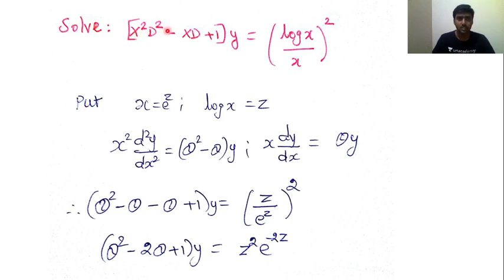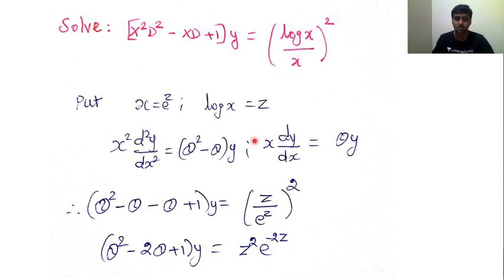here x square into d square minus x into d plus 1 into y is equal to log x divided by x the whole square. We know that x square into d square is equal to x square into d square y by dx square, that is capital D square. As per the discussion, instead of x, we have to substitute e power z. Instead of log x, we are substituting z. Now the LHS side, x square into d square y divided by dx square is equal to theta square minus theta into y, and x into dy divided by dx is equal to theta into y.